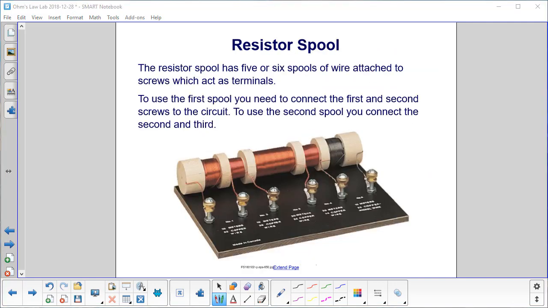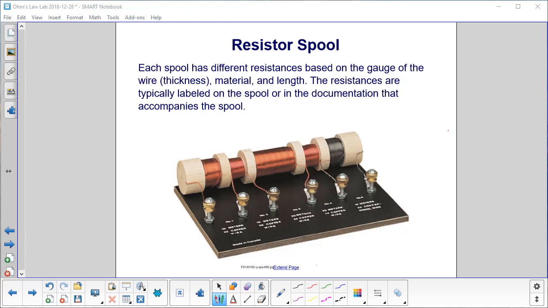Now we're going to move on to the resistor spool, which is a lot simpler. The resistor spool has 5 or 6 spools of wire and screws here which act as terminals. To use the first spool, you need to connect the first and second screws to the circuit. So you would have current coming in, going through all these windings here, and then coming out here to the rest of your circuit. If you want to use the second spool, well, you would go to this one, go all the way around, you would come out here to your circuit.